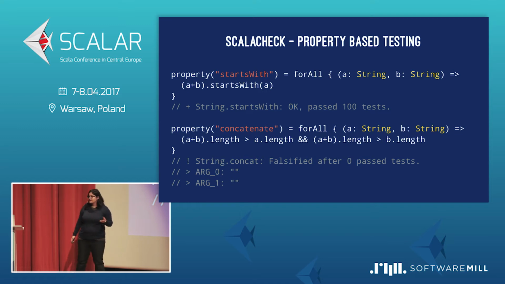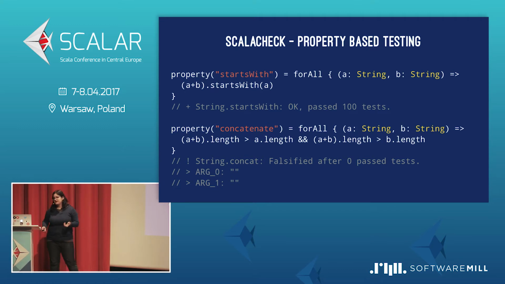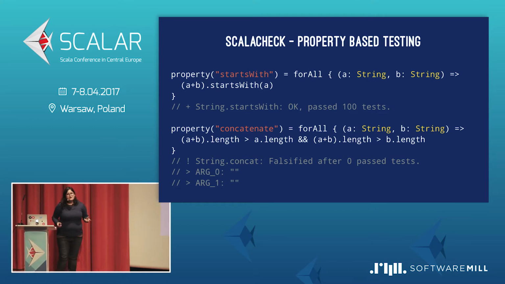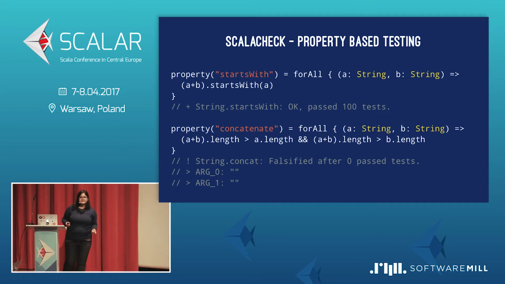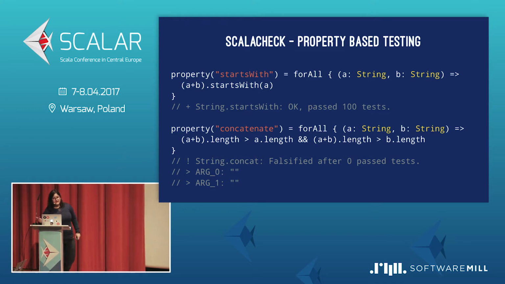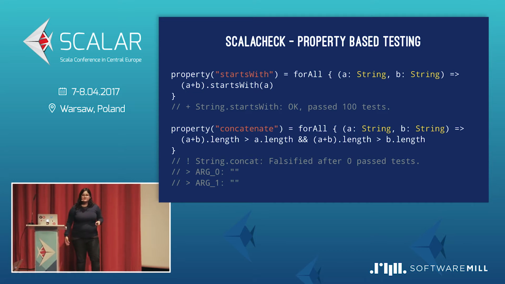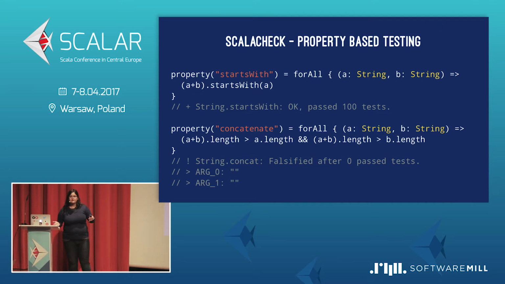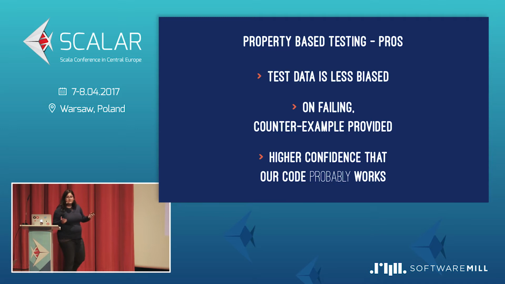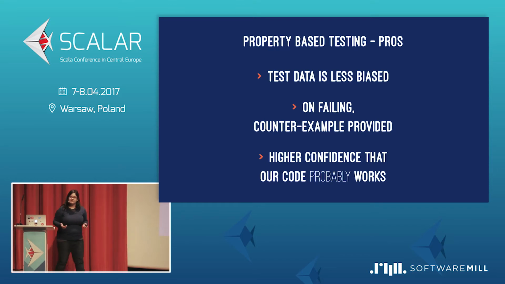ScalaCheck is basically about writing properties and checking that those properties are valid. You are not going to provide test data, but ScalaCheck is going to automatically generate examples of your data. And if you define a property that is not true, in case of failure, ScalaCheck will tell you, no, this property is not valid because, for example, with this input, it's not going to work. So it's quite a cool approach, right? It makes you confident that your code will probably work. We can never be sure, but hey, this is cool.